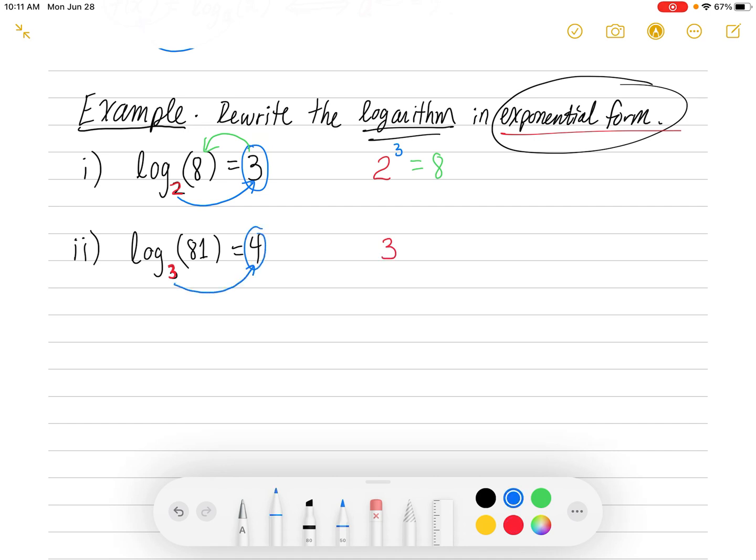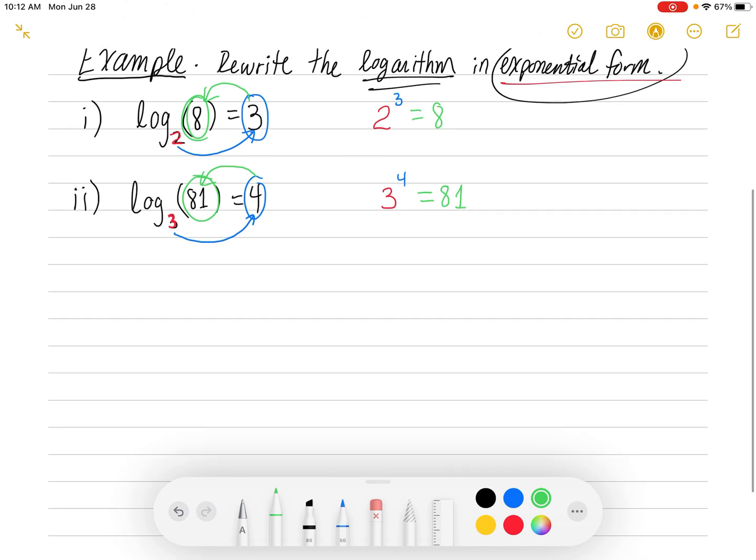So let's rewrite this in exponential form. You start off here with your base; your log base becomes your exponential base. That's base 3. You draw an arrow from 3 to 4, so the 4 becomes your exponent. And then you draw an arrow from 4 to 81. So you put an equal sign, and after the equal sign, you put what's called the argument, 81. 3 to the 4th power is equal to 81. What's inside the log is called the argument.